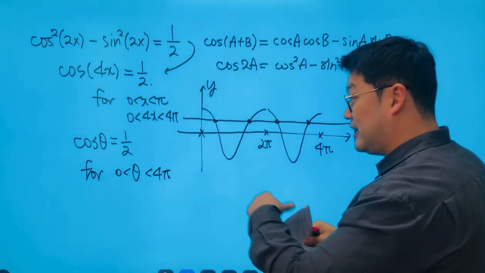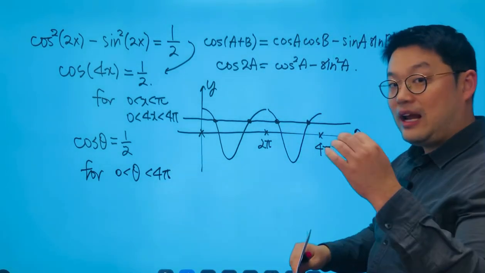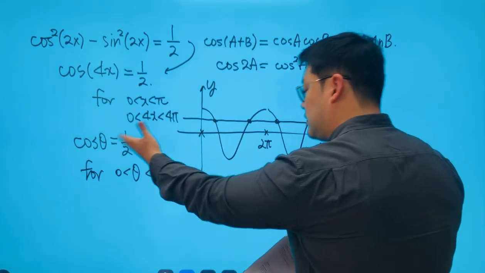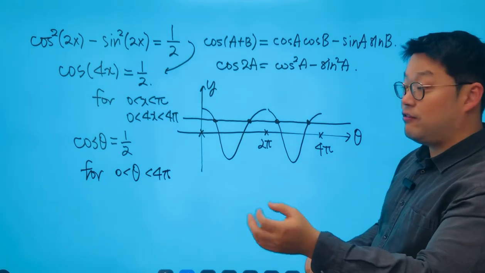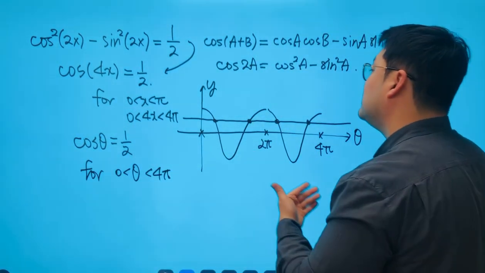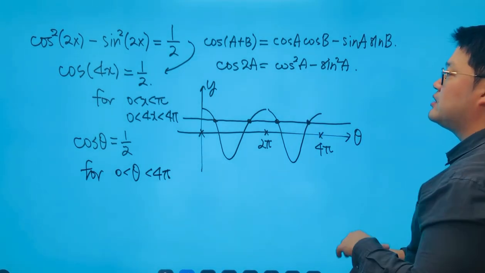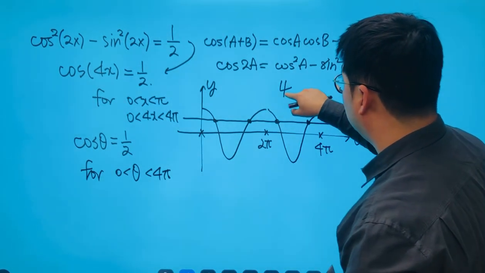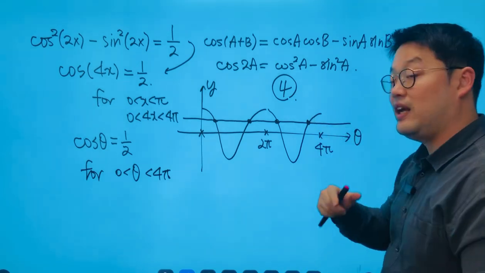Eventually, the usual graph of cosine theta has 2 cycles, because the original graph of cosine theta has a period of 2 pi. So we get 2 periods drawn out, and we just have 4 points of intersection. I would say the answer for our question must be just 4, and that shall be it.